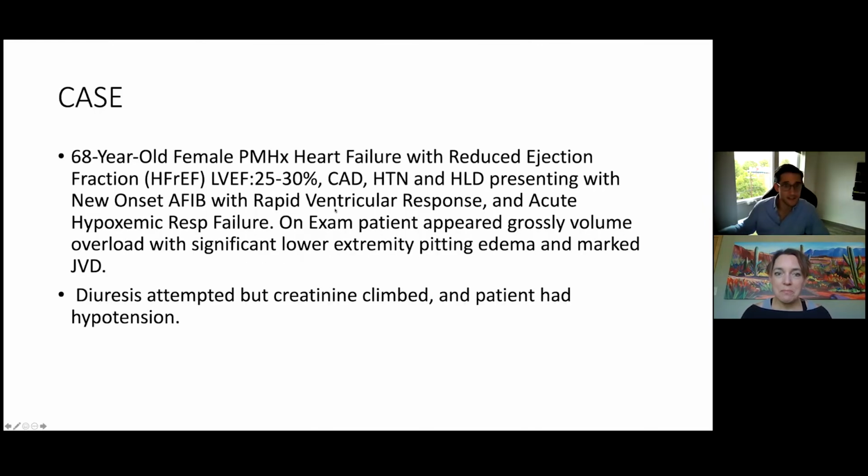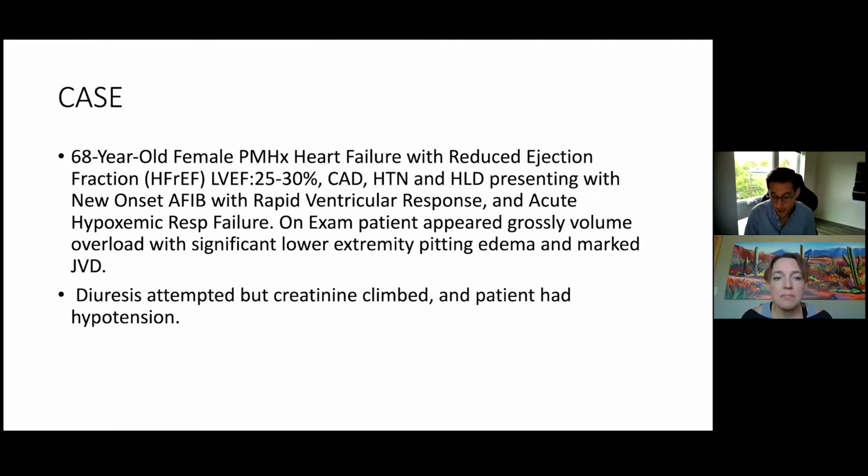So first case. This is a 68-year-old female, prior history of heart failure with reduced ejection fraction. Last LV ejection fraction was 25 to 30. Coronary artery disease, hypertension, hyperlipidemia, who presents with new onset AFib with RVR and acute hypoxemic respiratory failure. On exam, the patient looks grossly volume overloaded. She has significant lower extremity edema and marked JVD with positive hepatojugular reflux.